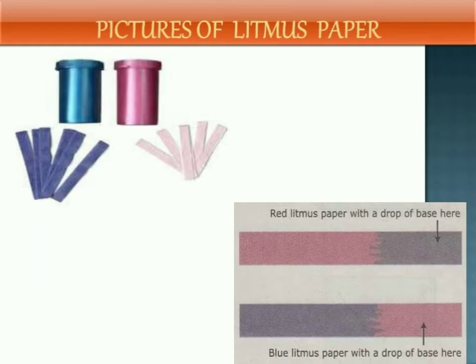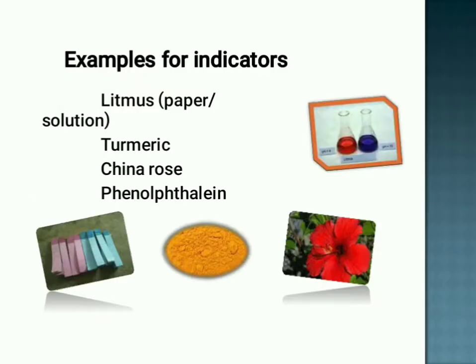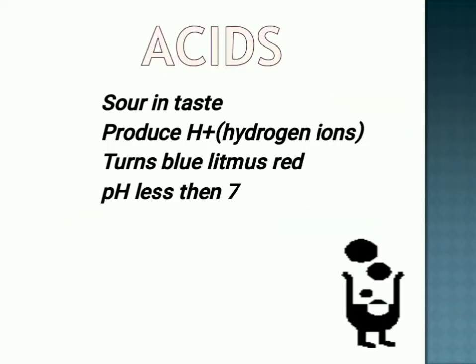Okay, I already showed you the litmus paper. So, examples for indicators: I already told litmus paper or litmus solution. Turmeric is an indicator. China rose, this is China rose. And phenolphthalein is an artificial indicator. Now I am adding this slide about acids.